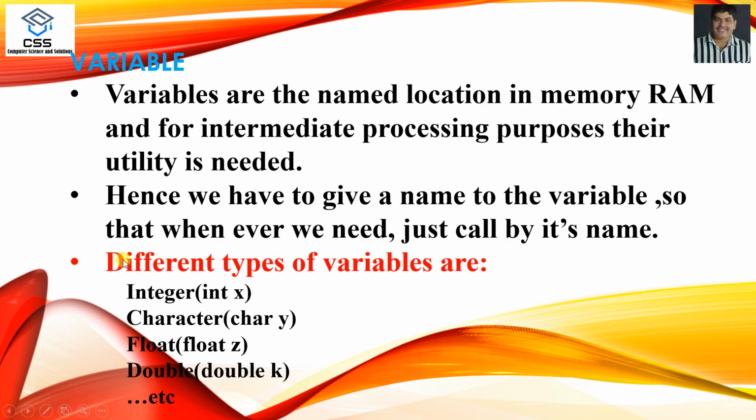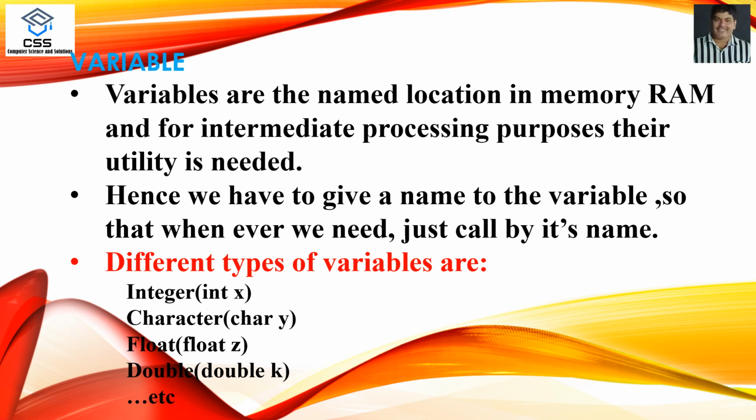What is a variable? As we know, variables are named locations in the memory RAM, and for intermediate processing purposes their utility is needed. Hence, we have to give a name to the variable so that whenever we need, we just call it by its name. Like in the world, anything is identified by a name for further use. Like this, when a value is to be stored, it has to be stored in a container as a variable, and a variable always takes space in random access memory.